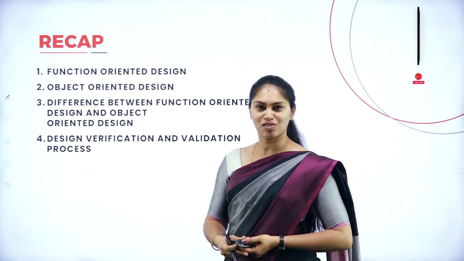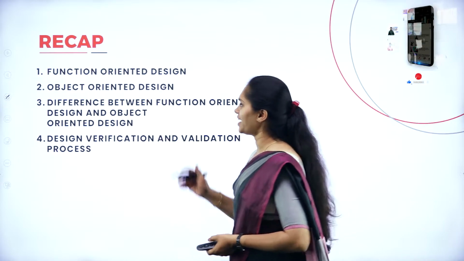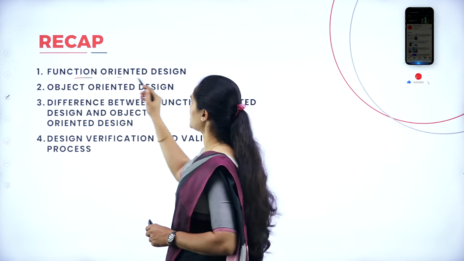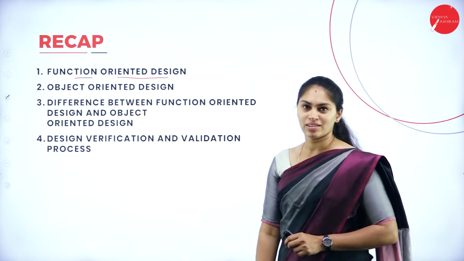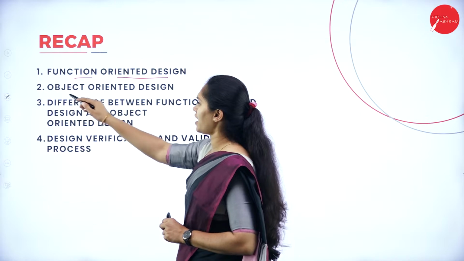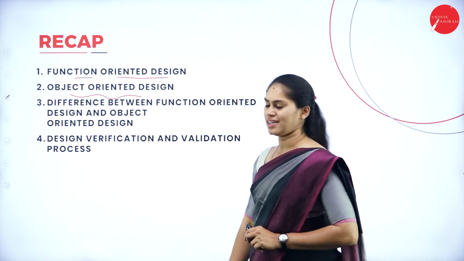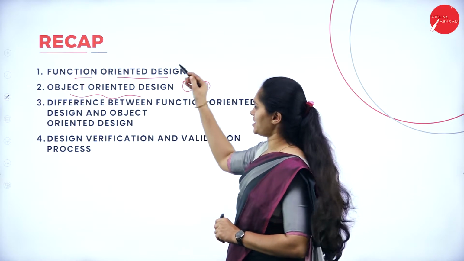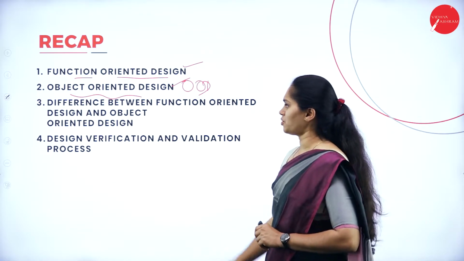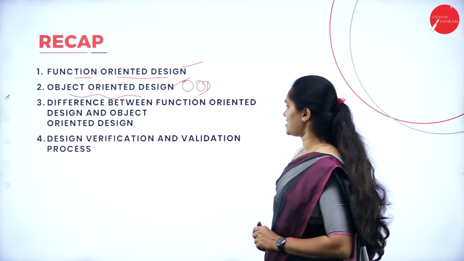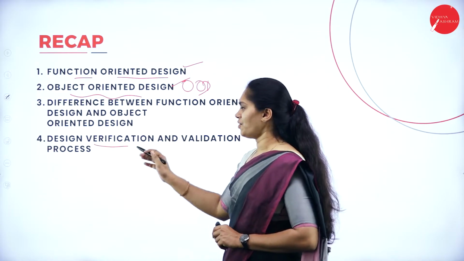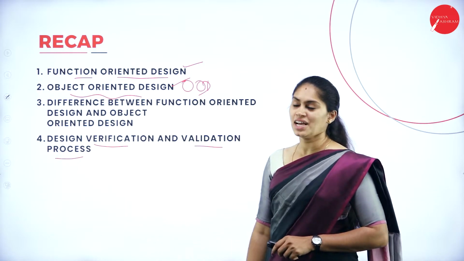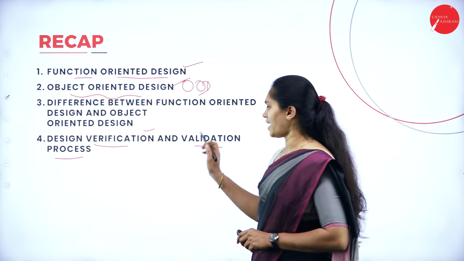So in the previous session of this unit, we discussed function-oriented design. In that we got to know how this design depends on the function of a system, and we also discussed object-oriented design, in short OOD, and the difference between function-oriented design and object-oriented design. We also discussed how we are going to design a verification and validation process. Under that we got to know about the validation process.